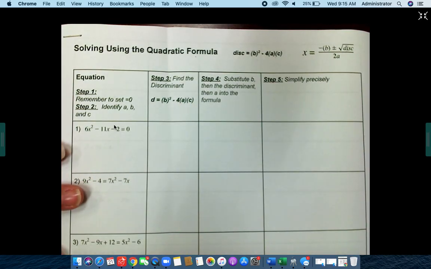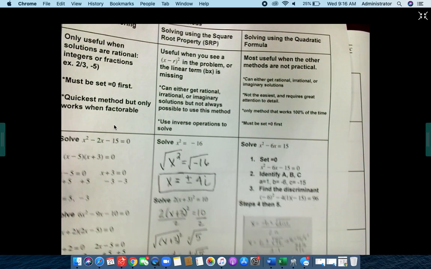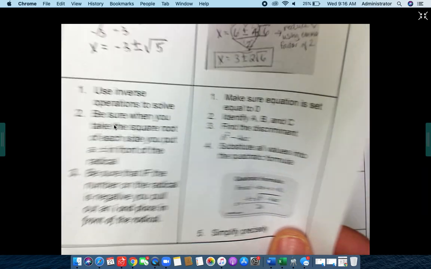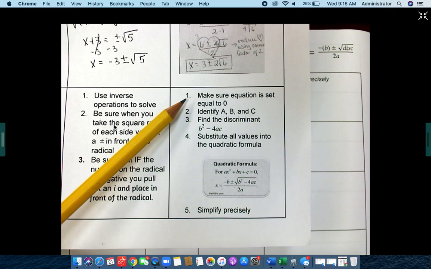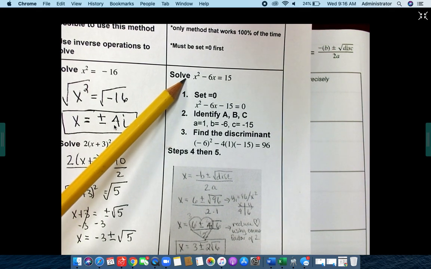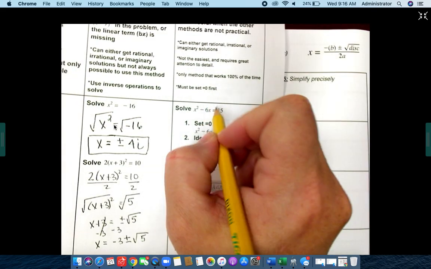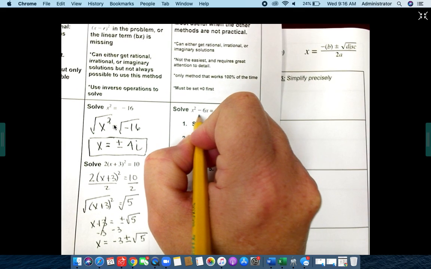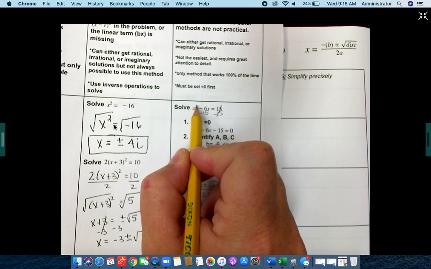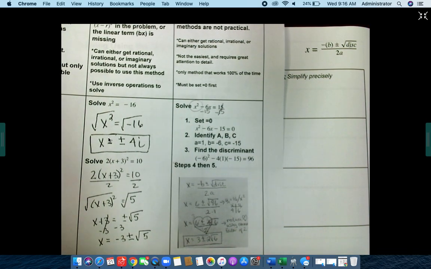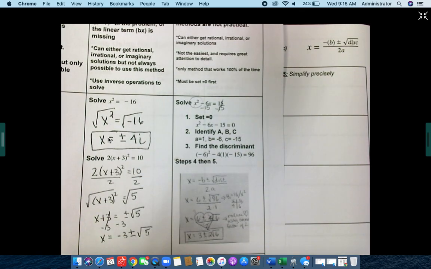So just to review and recap those steps, again, if you have this printout here or you saved it, I asked y'all to at least save it. Step 1 was to make sure the equation was set equal to 0. So if it was not set equal to 0, such as this, you had to set it equal to 0. And remember, you want to move all terms to the side so that our quadratic term is positive. It's always easiest to do quadratic formula if our quadratic term is positive.